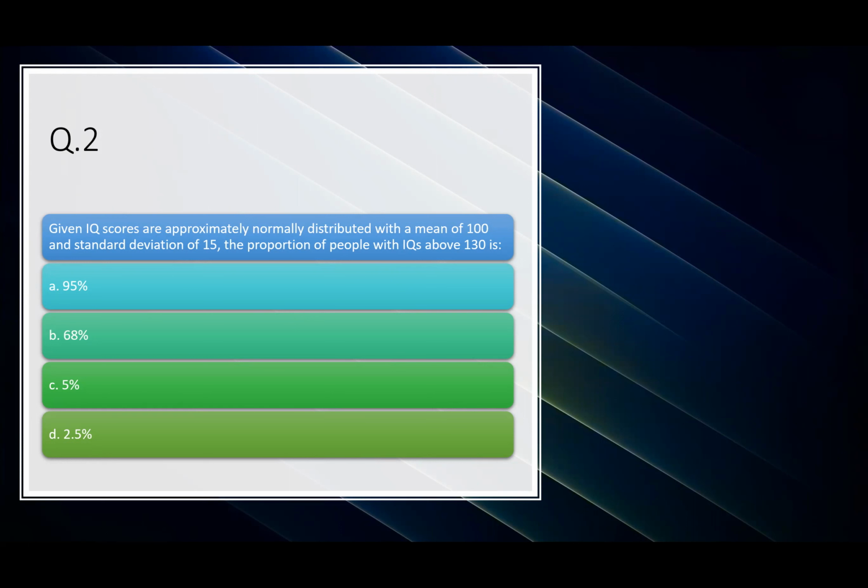I'm talking about the percentage above 130. At SD 2, it would be 130. I'm talking about above 130.